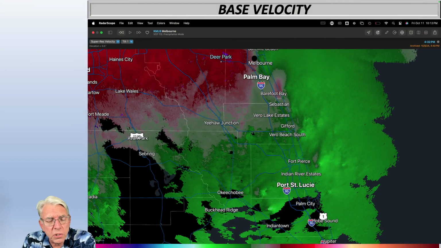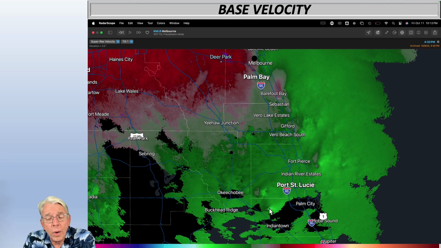So here you're looking at a product called base velocity, okay? And maybe an even better term for it would be raw velocity, okay? The Doppler radar is up here, in this case, in Melbourne, Florida, where that little open black circle is. And the cell we're going to be looking at is down in here.